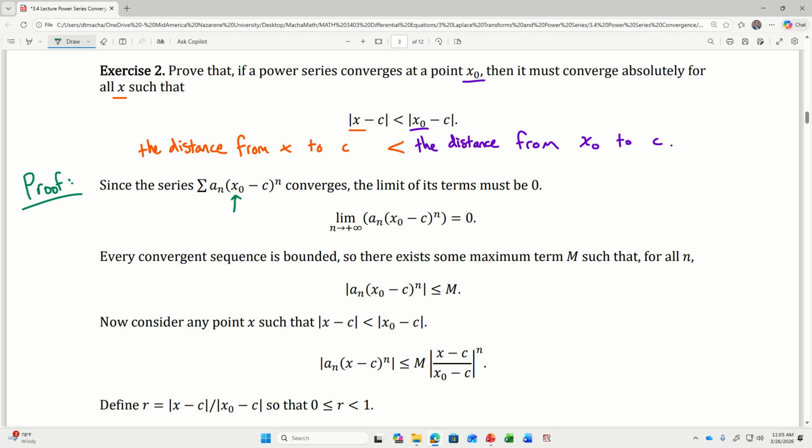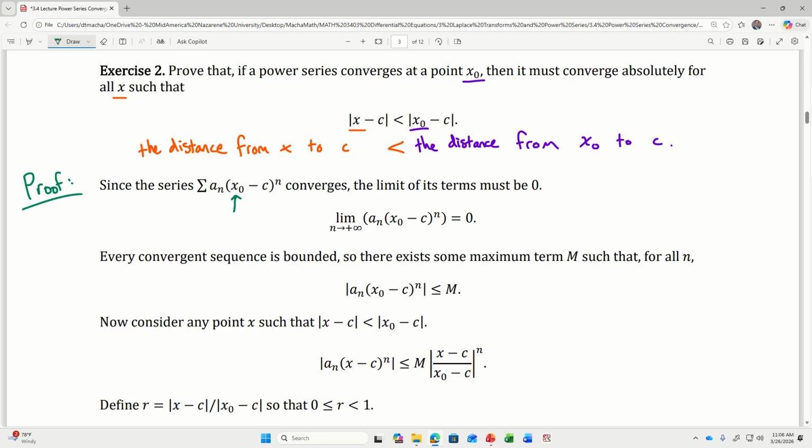Right? Like if the terms themselves in the series are not converging to 0, then there's absolutely no way their sequence of partial sums can converge. Every convergent sequence is bounded. What that means is there has to be a maximum value of the terms in the sequence. Don't know what that is necessarily, but there has to be some maximum. And so we'll say that the absolute value of any given term in that sequence has to be less than or equal to capital M, where capital M represents the absolute value of the maximum term.